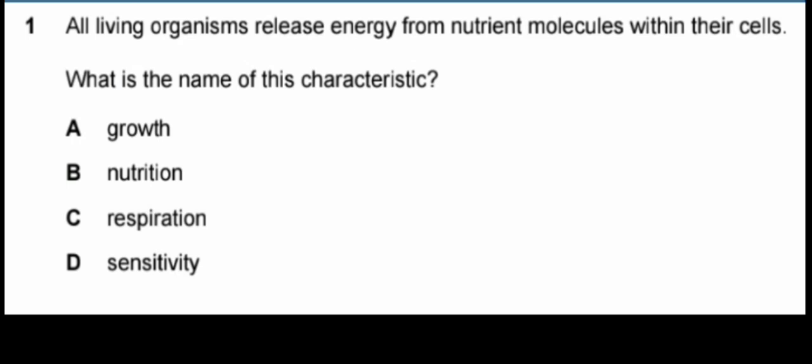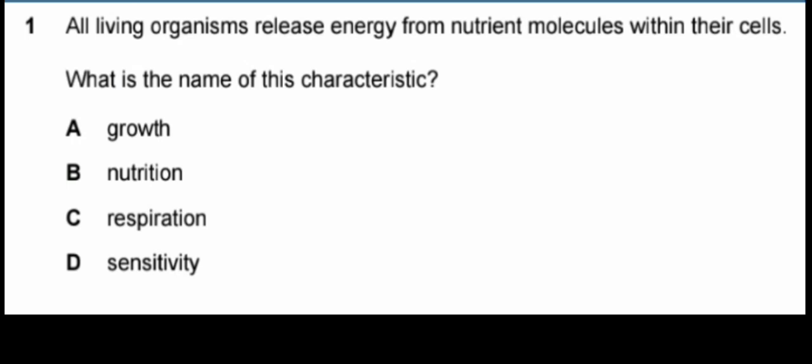So we have option A, which is saying growth. In terms of growth, this one is just the permanent increase in size and the body mass of a living organism. So it's not an answer. Then for B, nutrition. When you talk of nutrition, this one is just the process by which living organisms obtain food. Then as for C, it is saying respiration. So respiration is the process by which a living organism releases energy from the food that they eat.